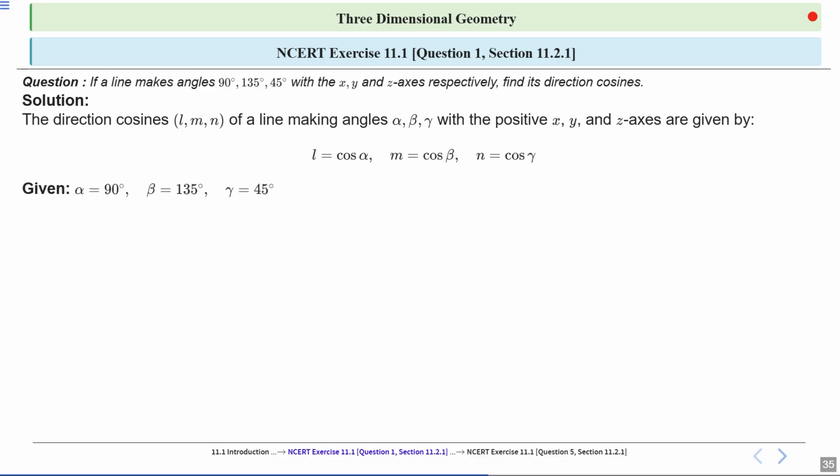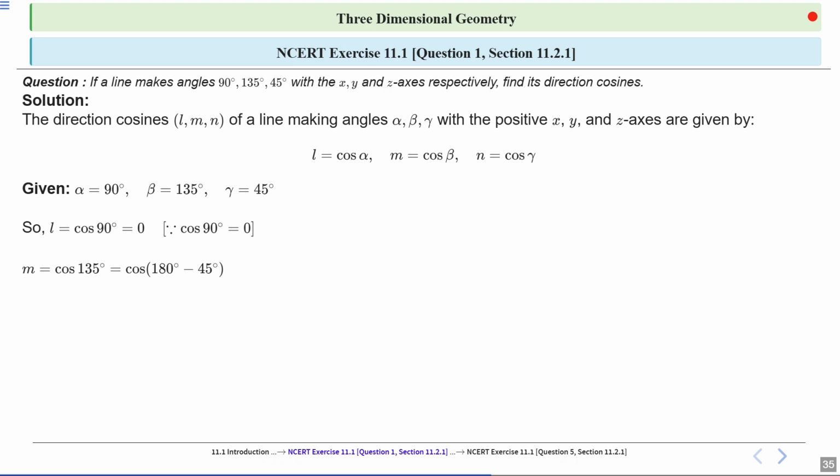Now let's write down the values given in the question. Alpha is 90 degrees, beta is 135 degrees, and gamma is 45 degrees. So we will use these values to find each direction cosine step by step. So let's start with L. L equals cos 90 degrees. Since cos 90 degrees is 0, so L equals 0.